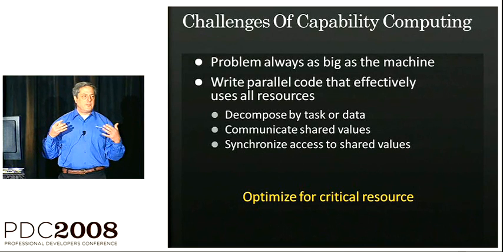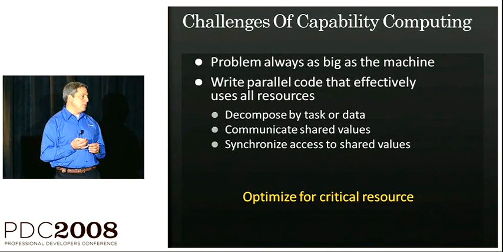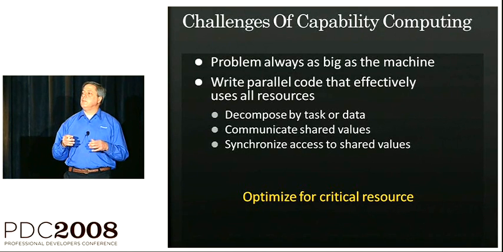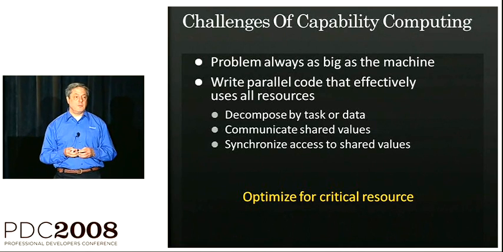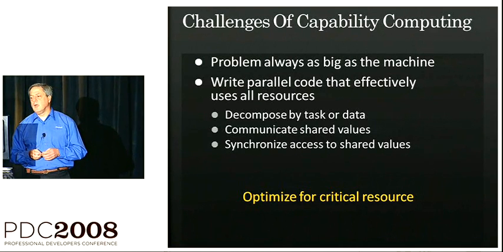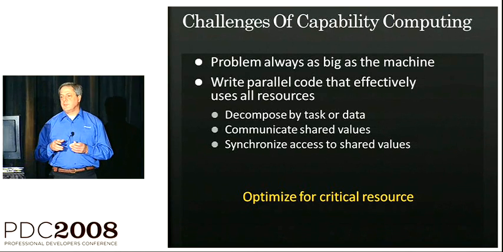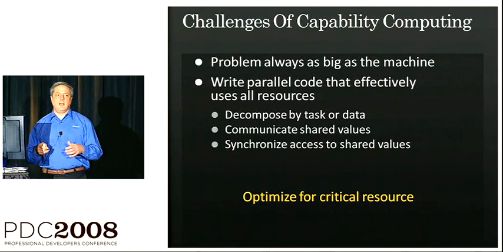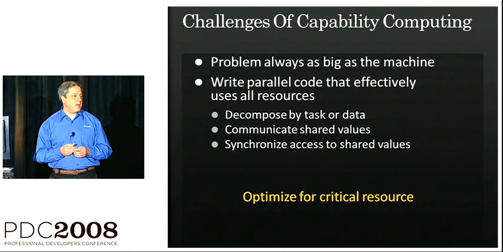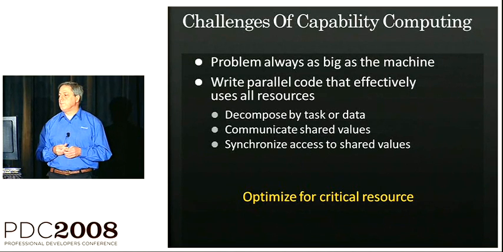So it's always a case in these capability problems that I really need to find ways to use all the resources. And so I really need to be able to think about, how do I parallelize my program to use all the resources that I have? To do that, I've got to solve 3 problems. I've got to be able to decompose either by task or data so that I can use the actual instruction pipelines that are available on the processors to compute more tasks or to process more data.